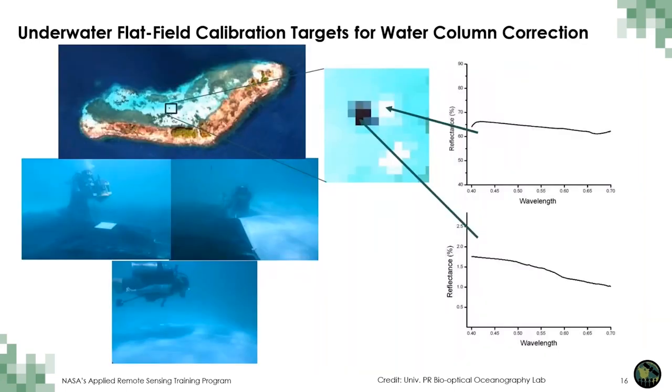Now, in this case, the University of Puerto Rico, particularly the Bioptical Oceanography Lab team, used black and white waterproof tarps that they located in different parts of the reef there, and they collected spectral data with the same spectroradiometer that I mentioned before, the GER 1500, for water column correction here. This is a very tedious task, and it took a lot of manpower hours to do it.